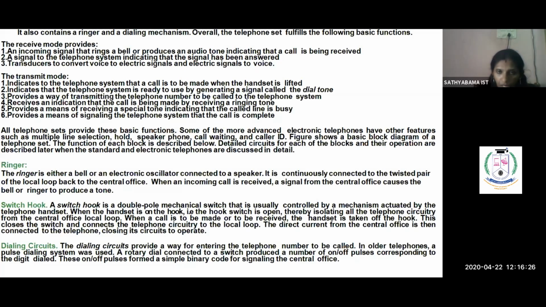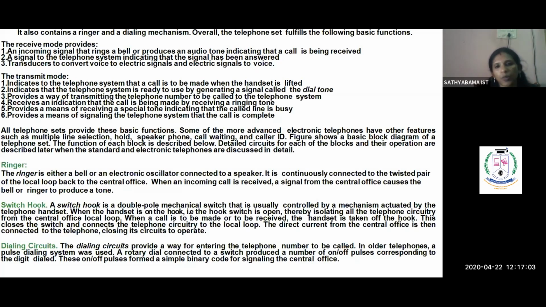Whenever we lift the telephone, we get a dial tone. That dial tone indicates that the line is available. By pressing the keys, we reach the receiver end. If we get a ringing tone there, it means the other side line is free. If we get an engaged tone, the other line is busy. That is what is indicated by the transmit mode and the receiver mode.